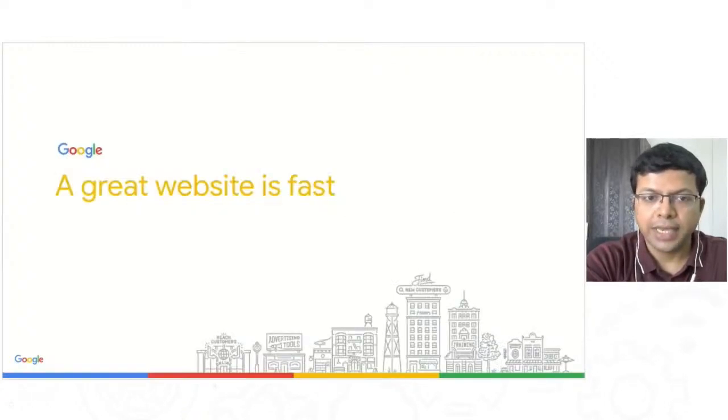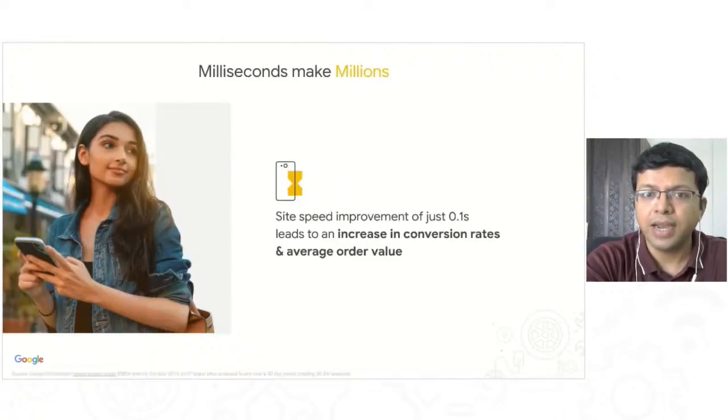So let's move now to the second attribute, which is that a great website is fast. And why is that important? There is a study that Google did with Deloitte Digital and found that an improvement of even 0.1 second, not even a second, 0.1 second, that's 100 milliseconds, can really help improve user conversion rate and average order value. So speed is that critical, and that is why you should pay equal attention not only to the UX part of it, but also to how fast the page is being rendered.